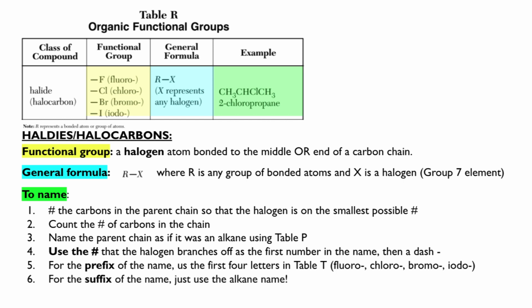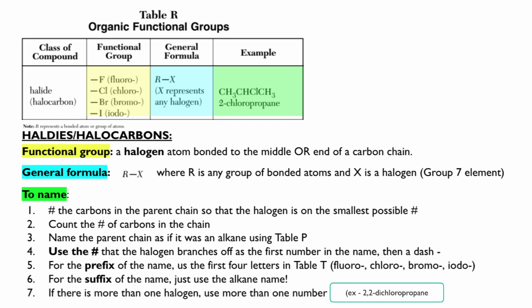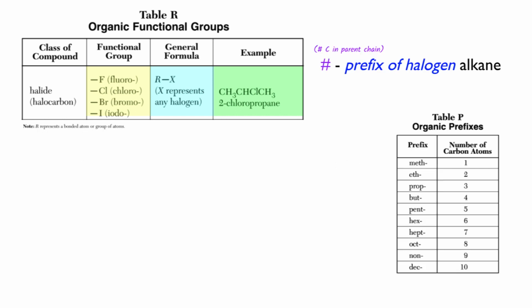And for the suffix, or the second part of the name, just use the name of the alkane as you wrote it. If there happens to be more than one halogen coming off of your carbon chain, you can use more than one number to represent where the different halogens are coming off. So for example, 2,2-dichloropropane would tell me that on the second carbon in the propane chain, there are actually 2 chlorines coming off of that carbon. Let's look at how the example is named.